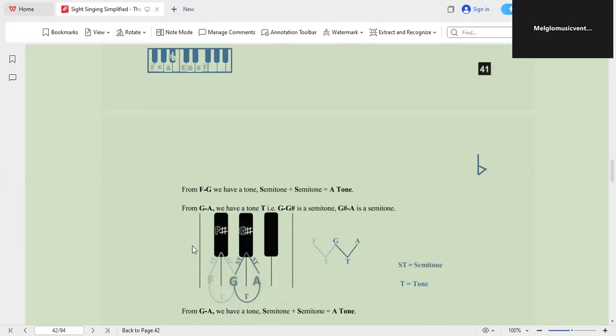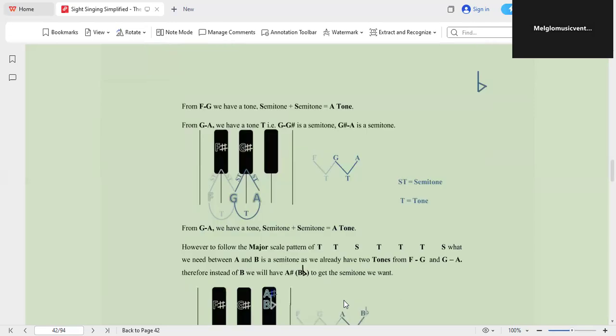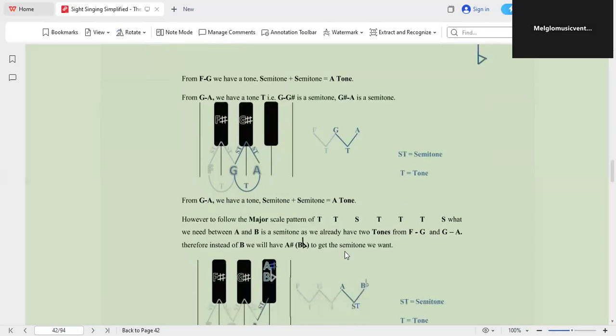What we need next is another tone. From G to A, we have a tone. G to G sharp is a semitone, and G sharp to A is a semitone. So we have a tone, semitone plus semitone equals a tone. So we've gotten another tone.